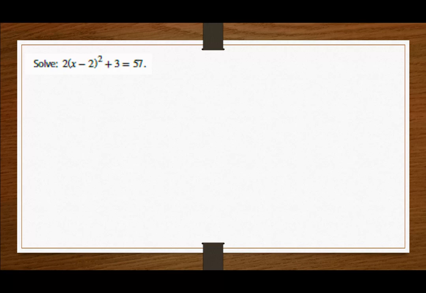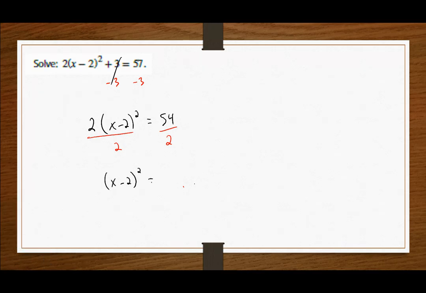Here's another example. We're asked to identify again the solutions here. We'll start by moving our constants to the same side. Again, we want to isolate that term which is being squared. So by subtraction here, we get 2 times x minus 2 squared is equal to 54. We can divide each side now by that coefficient to simplify further. This leaves me with x minus 2 raised to the second, which must be equal to 27.